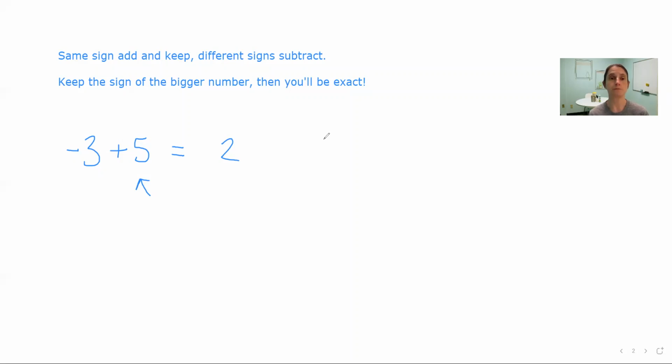Let's see another one like this. What if instead I had 3 plus negative 5? How would it change? Now, I'm not making plus plus here because I don't have two negatives next to each other. Same sign, add and keep. These are different signs. The sign in front of the 3 right now is actually a plus. It's just hidden. You can't see it. And the sign in front of the 5 is negative. Different signs, subtract. So I'm going to do 5 minus 3, which is 2. But now the bigger number is negative. So we keep the sign of the bigger number. Now we are exact. So let's try a few more.